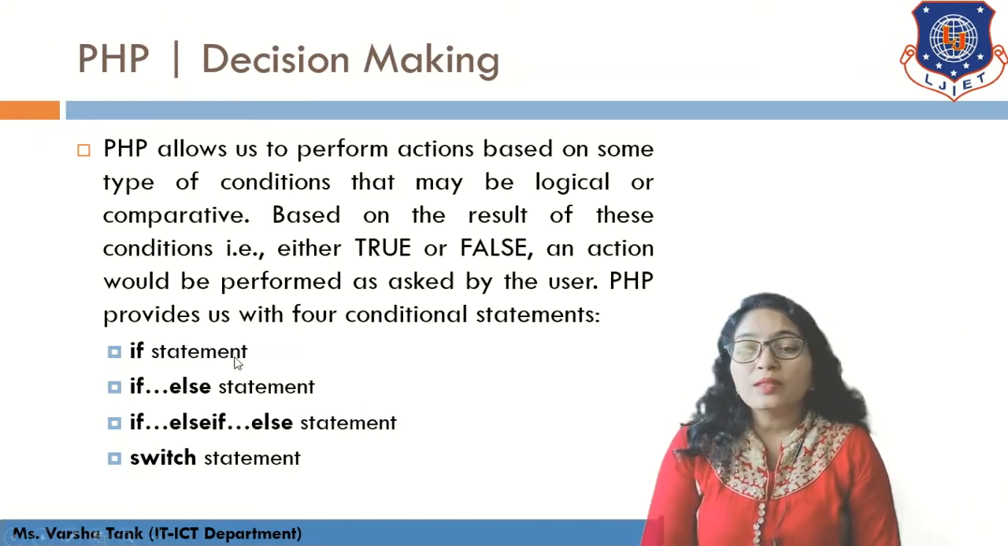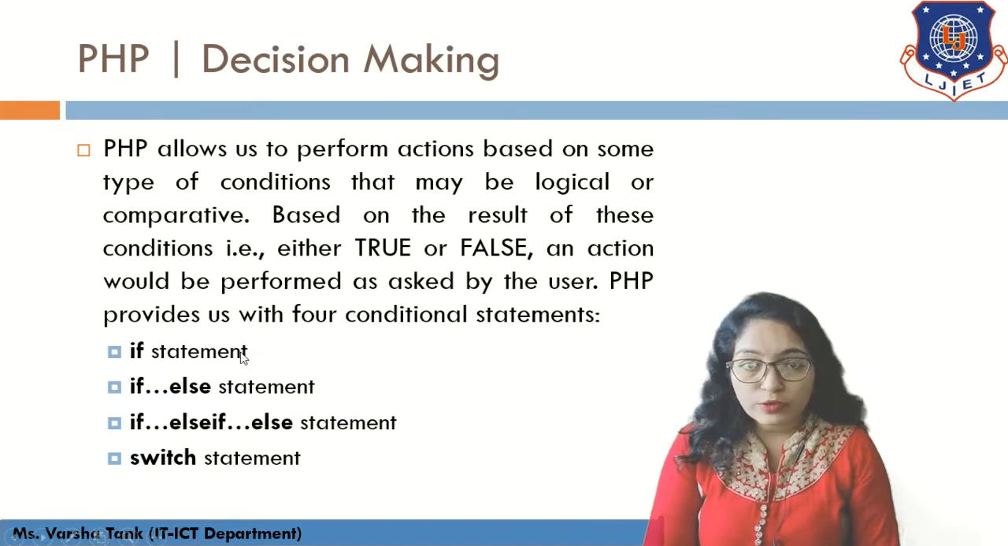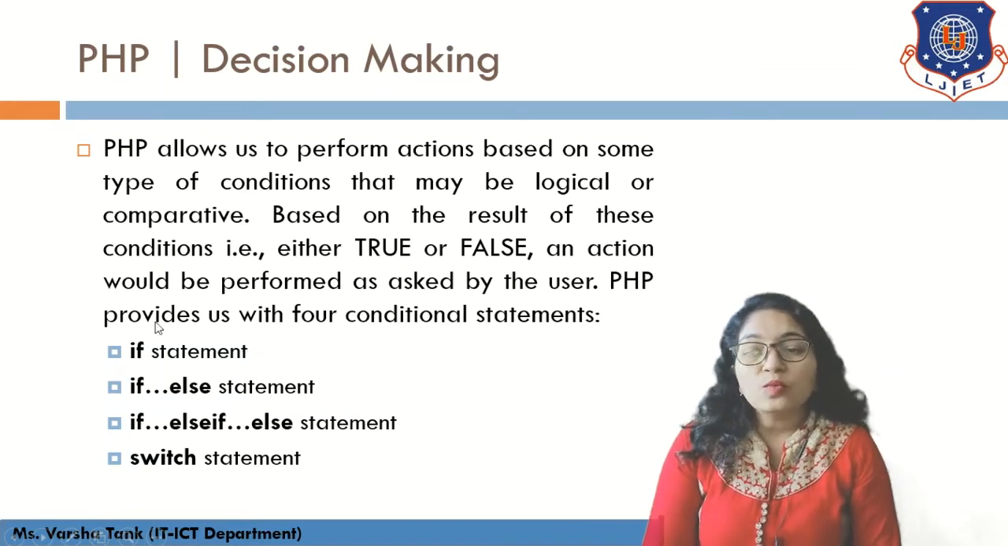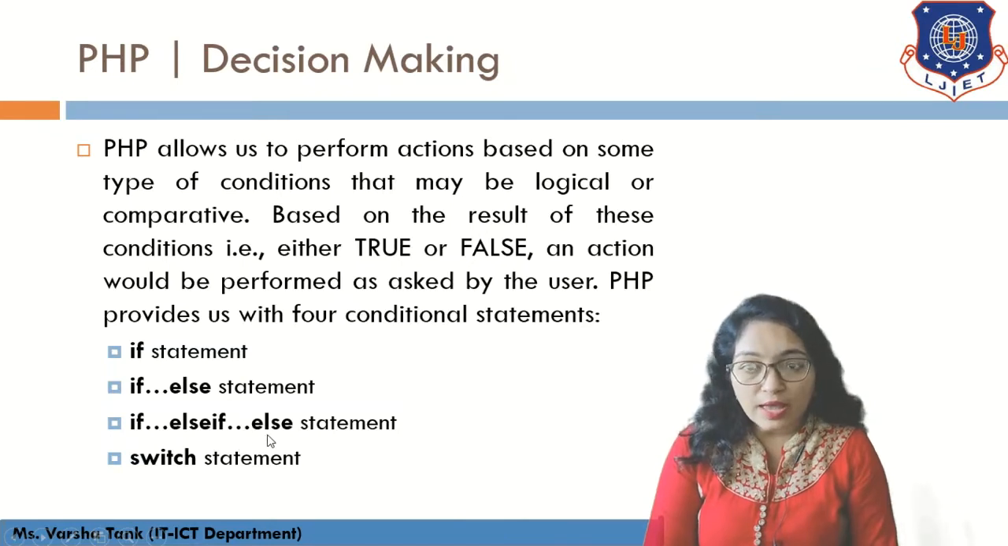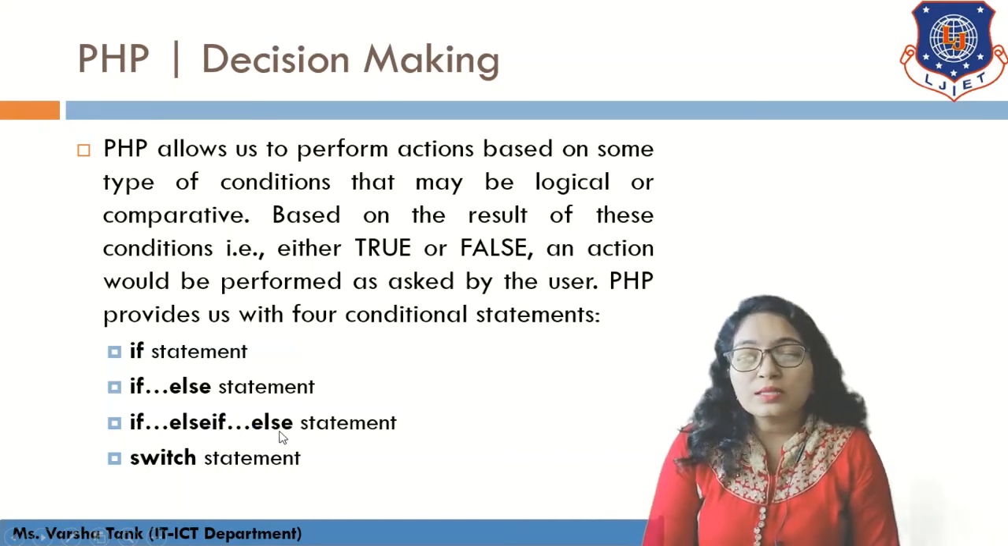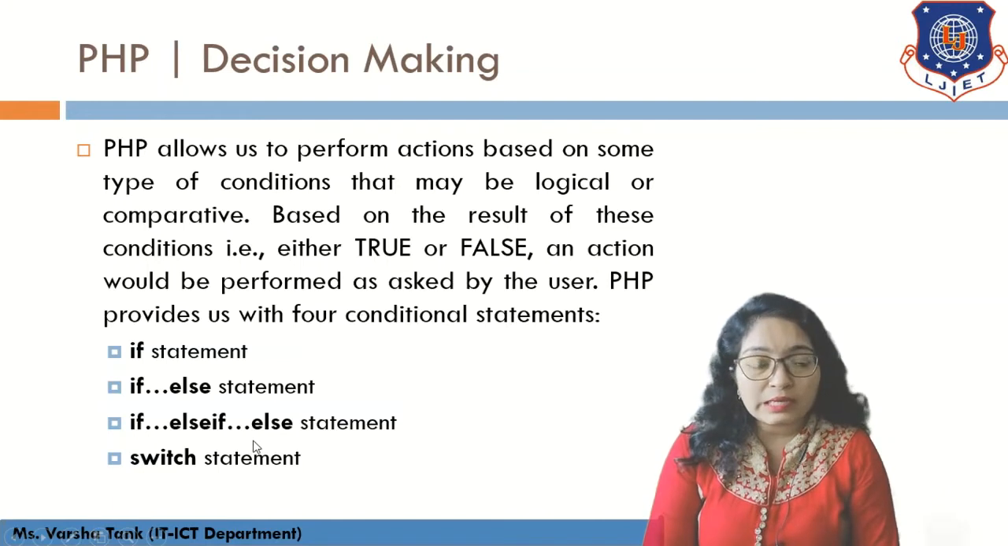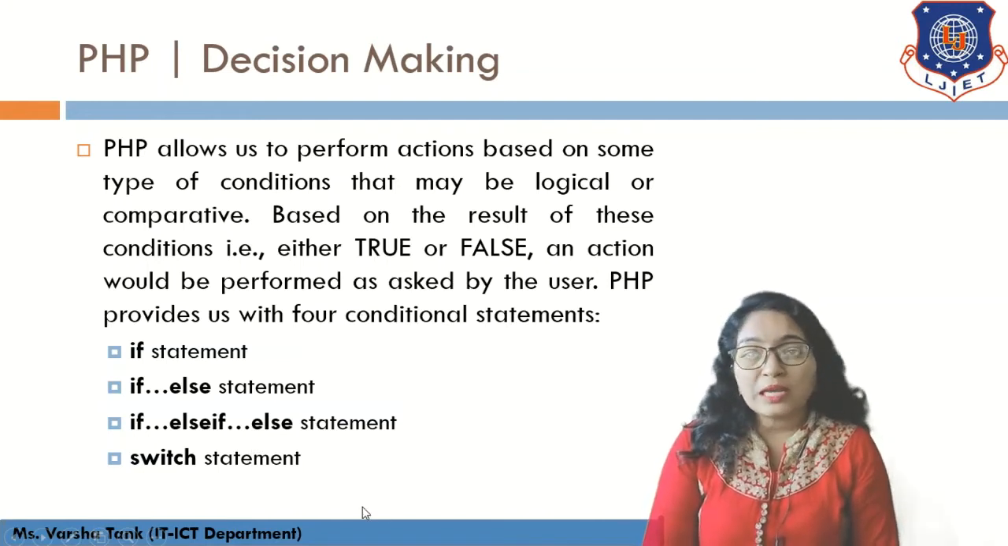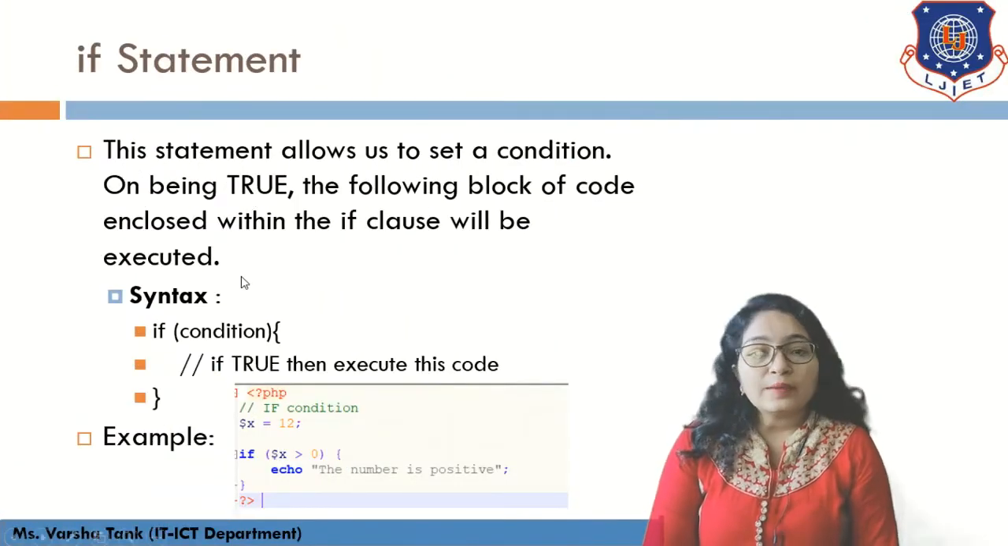So here there are basically four types of decision-making statement, which are if statement, if else, else if ladder, then switch statement. Here if else if, that means else if ladder also you can say. Okay, so this concept you learned from the C language. So we will not take much time in this. We will just go through this. So let's see if statement.